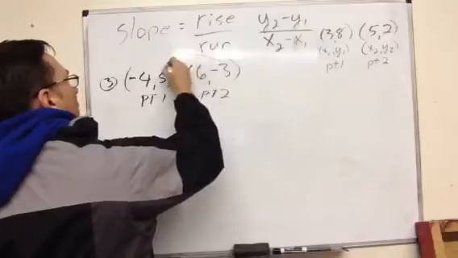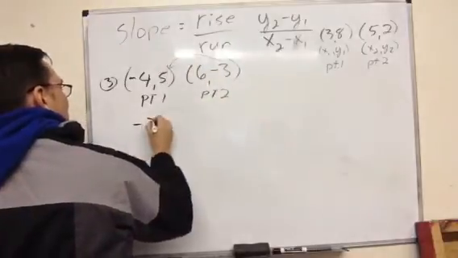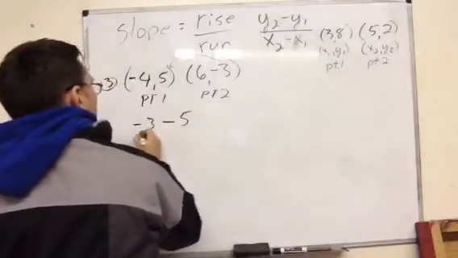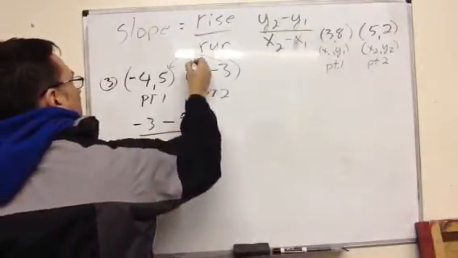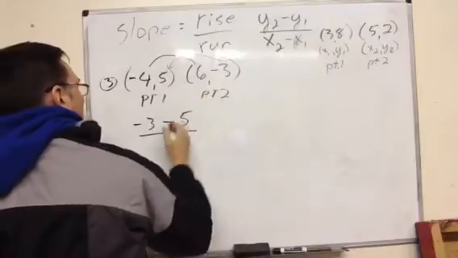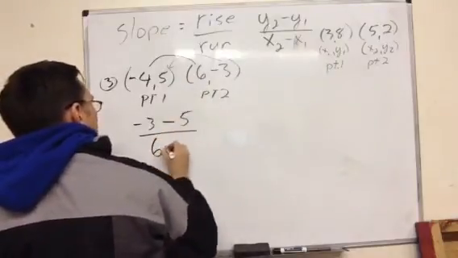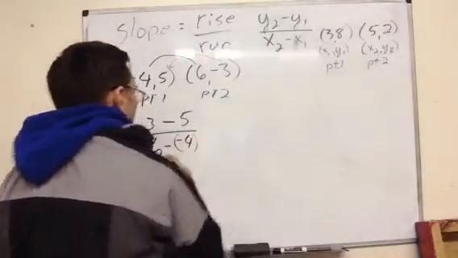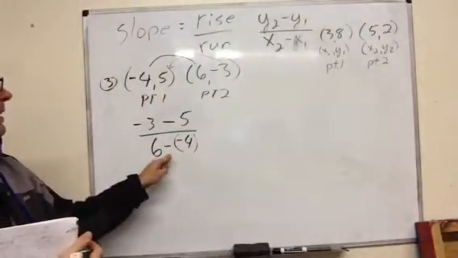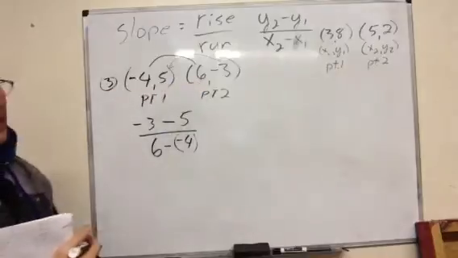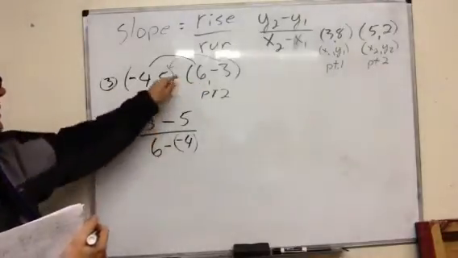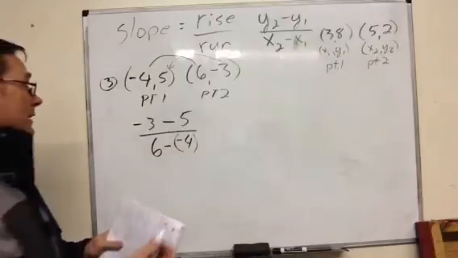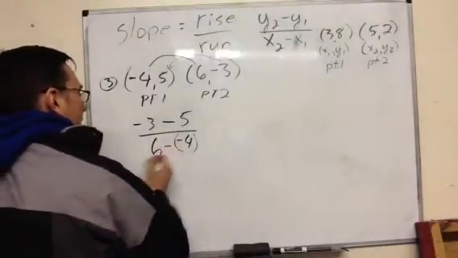y2 minus y1. So I still have this negative 3 minus my y1. Now we go our x2, which is 6, minus, and again, this number is a negative 4. We have a double negative here. We're always subtracting a difference. So if this is negative, we're going to minus a negative. If we have two negatives, remember this changes to positive numbers.